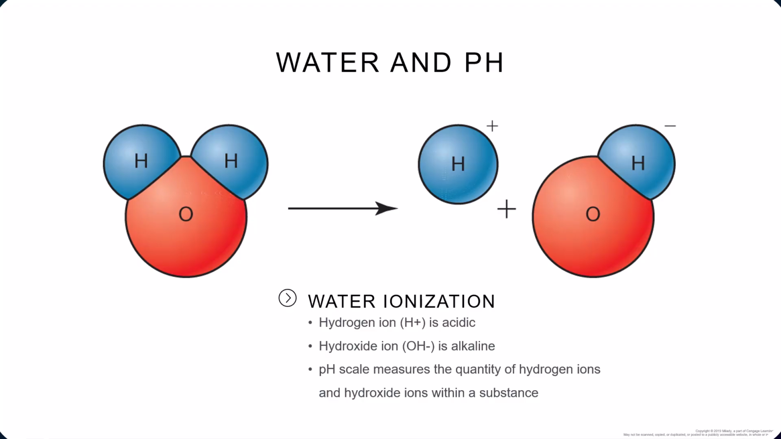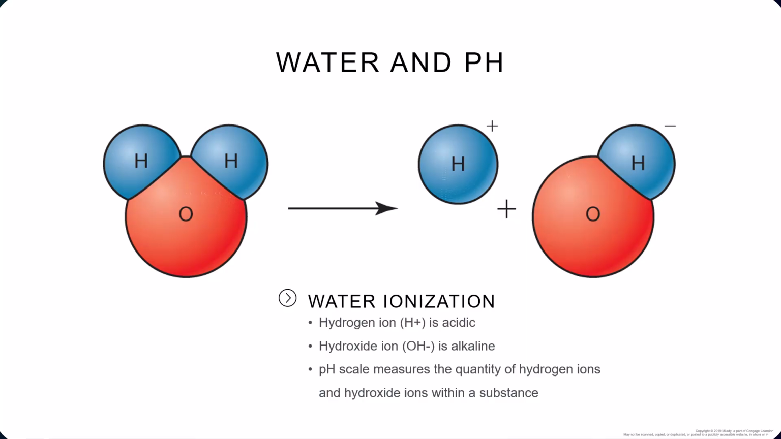Also good to know, only aqueous solutions, so water solutions, have pH. So non-aqueous solutions like oil or alcohol do not have a pH. Without water, there is no pH. Only pure water contains the same number of hydrogen ions as hydroxide ions. So distilled water is going to be our neutral pH because it has the same amount of both hydrogen ions and hydroxide ions.